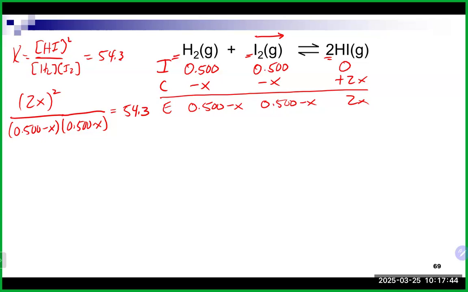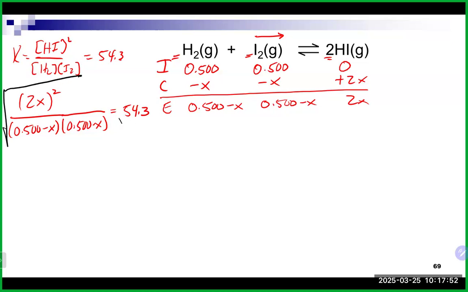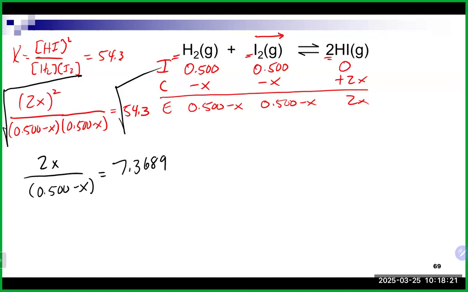So again, here we do want to solve for x, and hopefully you saw that you could just put a big square root on both sides. Don't always have to do quadratic, so if you're fond of it, go for it. But you can actually square root both sides here, and that would get you a 2x on top, a 0.5 minus x. The thing I usually forget to do is actually take the square root of 54.3, so we'll try to remember to do that. A little square root action is going to give us 7.3689. Again, if you want to do the quadratic, it should come out the same, believe it or not.